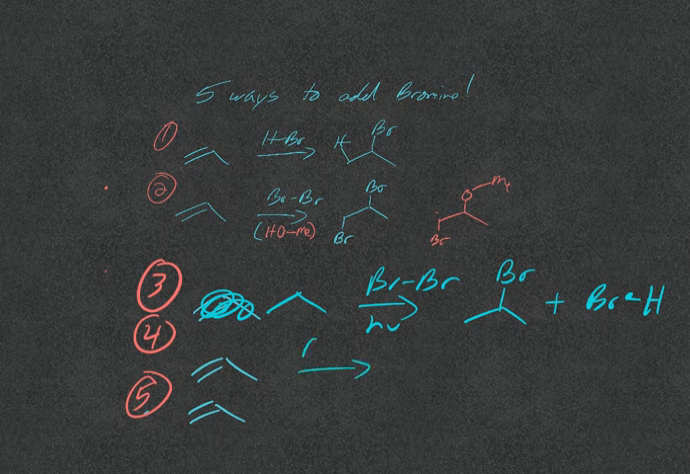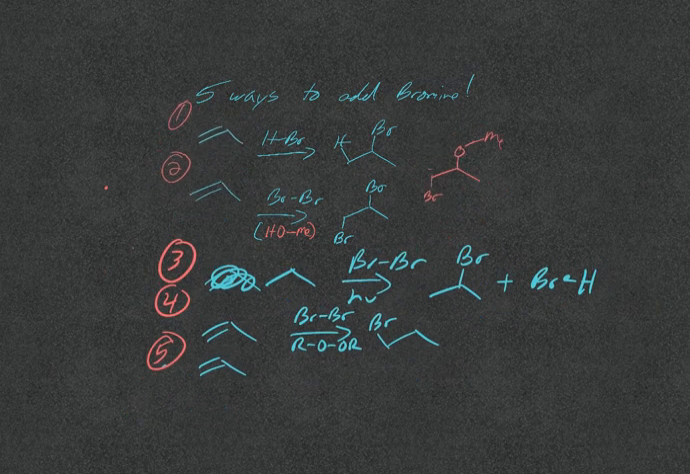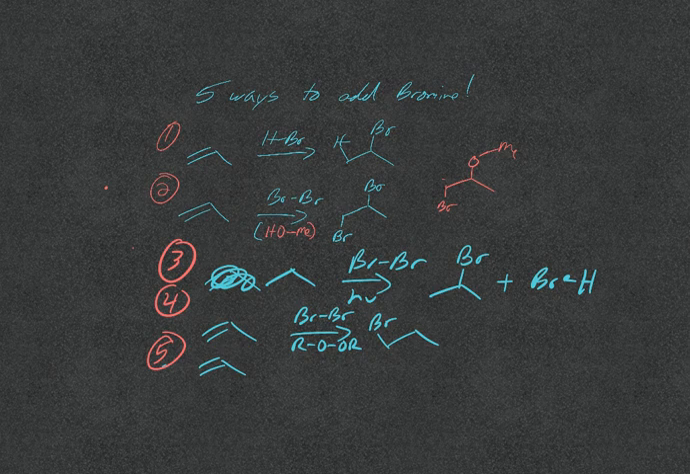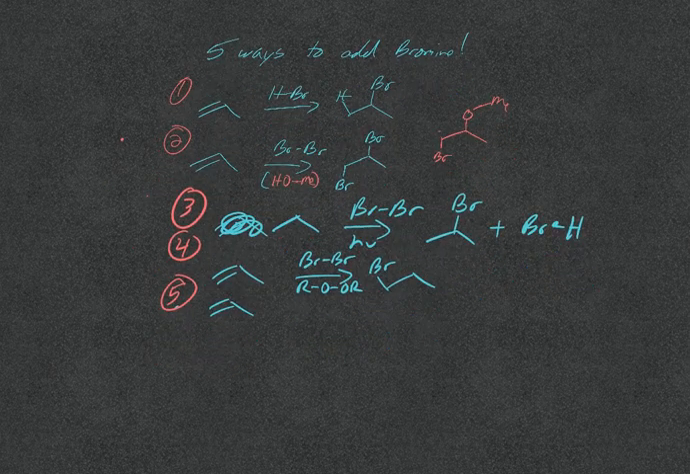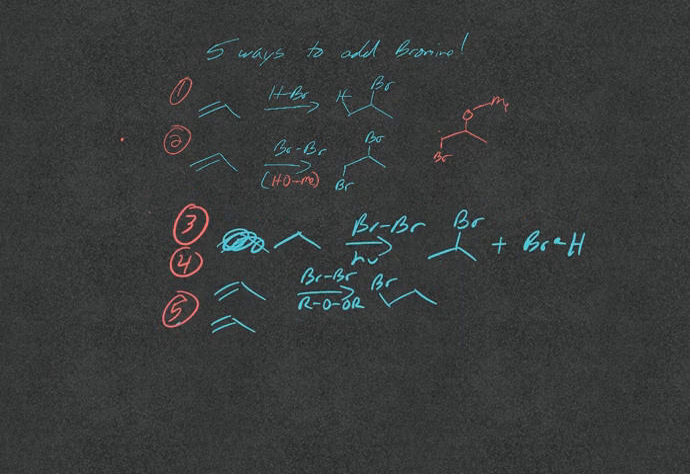The next one we learned was Br2, but now with peroxides. And that would give us the anti-Markovnikov, so the bromine would go to the less substituted carbon for those ones. And then one of the last ones we got was using something called NBS. And that did the allylic radicals.